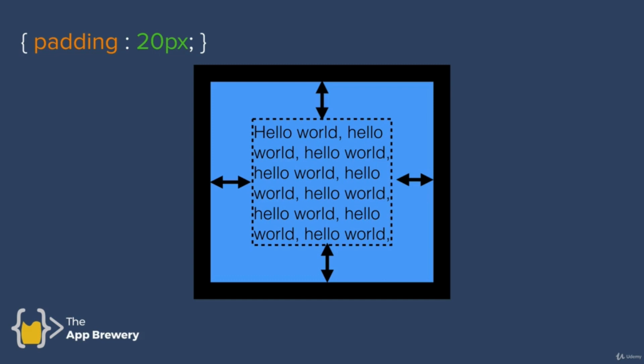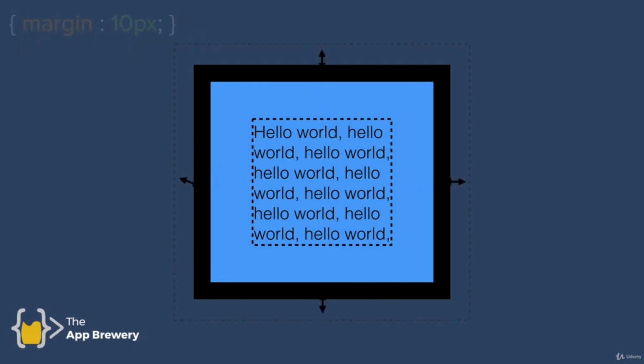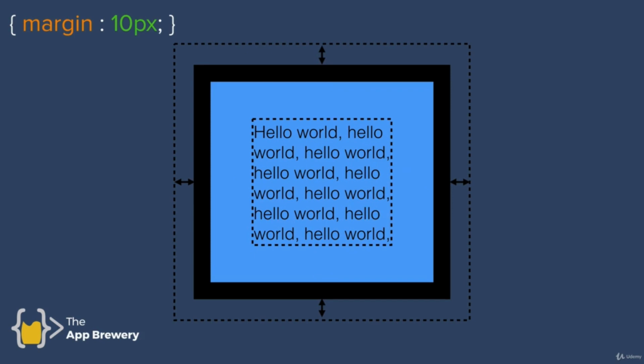The padding actually increases the size of your box. Now, the final dimension that we can add is the margin. And the margin is a buffer zone, if you will, between the current element and any others that are on screen.